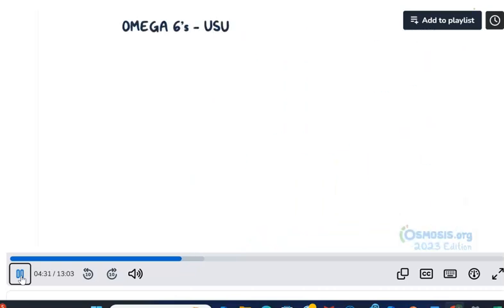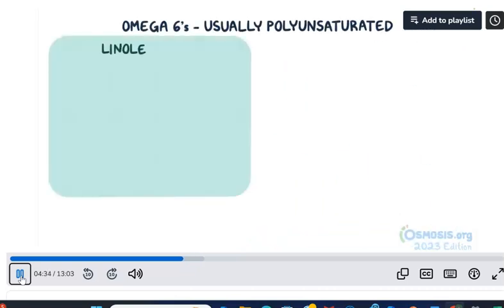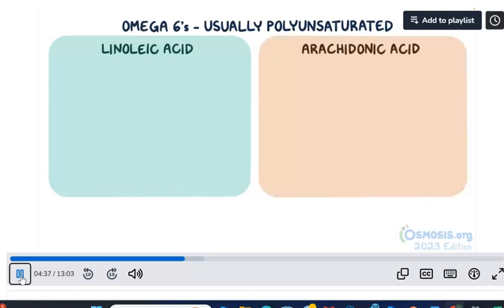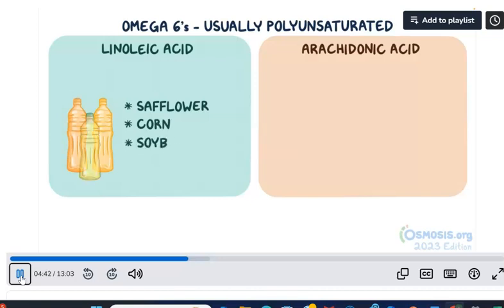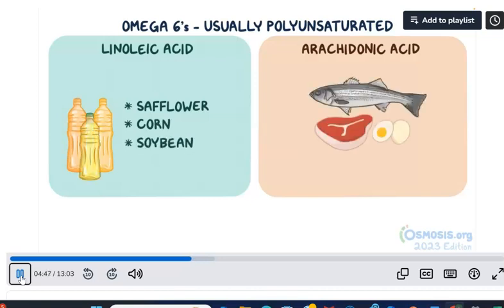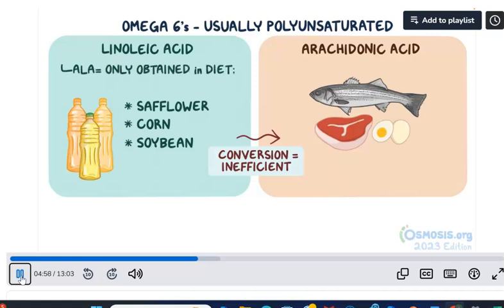Omega-6 fatty acids are also usually polyunsaturated and include linoleic acid and arachidonic acid. Linoleic acid is found in oils like safflower, corn, and soybean oils. Arachidonic acid is found in animal sources like fish, meat, and eggs. Our bodies can convert linoleic acid into arachidonic acid, but once again the process is inefficient. Because ALA and linoleic acid can only be obtained in the diet, they're considered essential fatty acids.